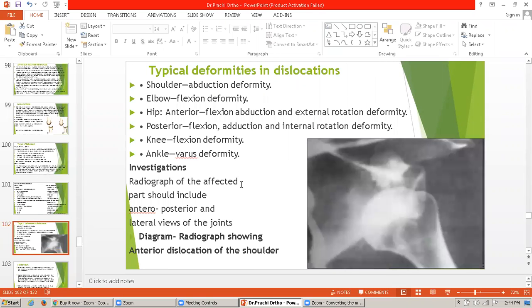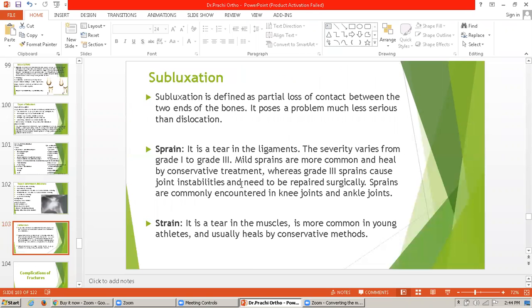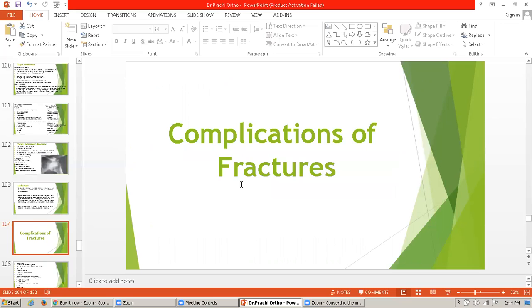Then typical deformities in the dislocation, subluxation, sprain, strain, its definition and its importance. Then complication of the fracture.